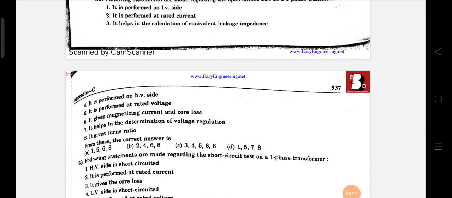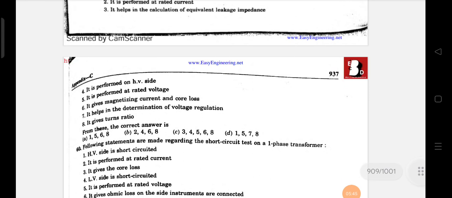Next, the seventh point: it helps in the determination of voltage regulation. No, voltage regulation is always calculated under loaded condition. Next, the last one: it gives turns ratio. That is also correct. That means 1, 5, 6, 8 is correct. That means the first option is correct.